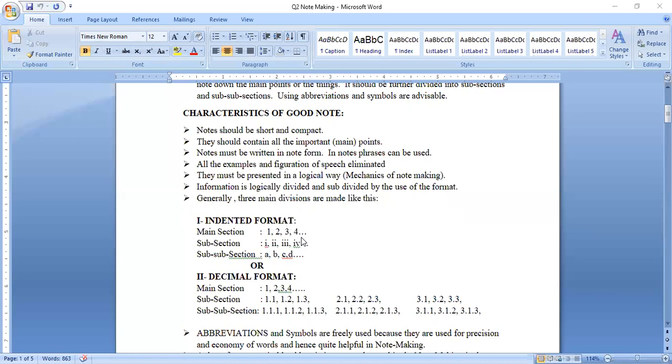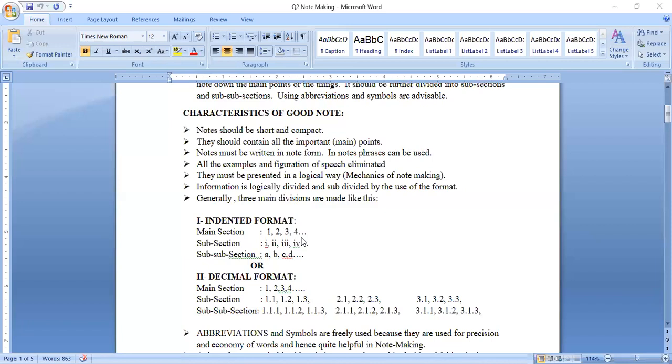All the examples and figurations of speech are eliminated, apart from allowed things, allotted or allocated. That means approved. They must be presented in a logical way, which is known as the mechanics of note making. Information is logically divided and subdivided by the use of a format. We have two formats. I will explain that.